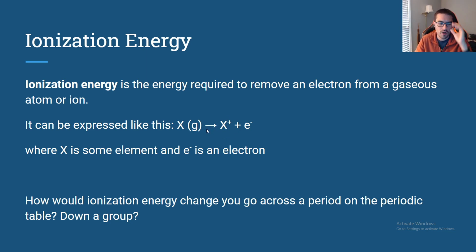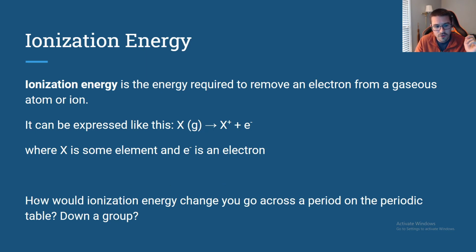So what we want to talk about today is how would ionization energy change as you go across a period on the periodic table and then down a group, right? And more specifically, how can we explain the trend? How could we determine or derive the trend based on what we know about effective nuclear charge, electron shielding effects, and the distance that electrons are from the nucleus?